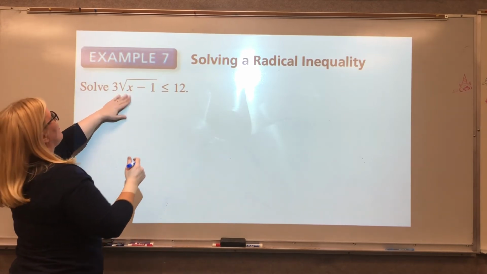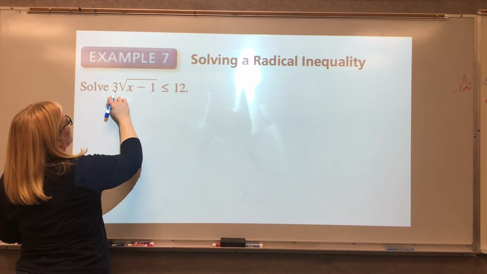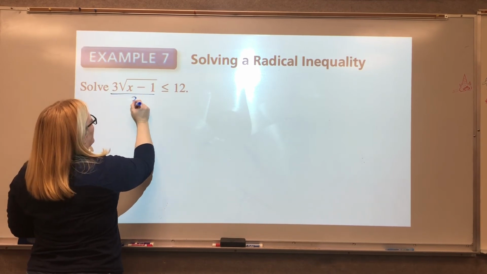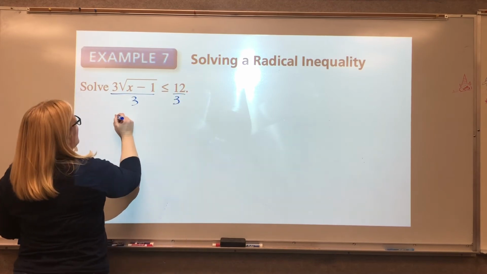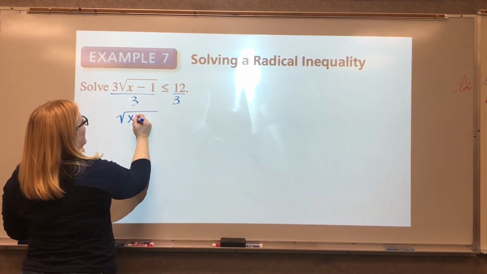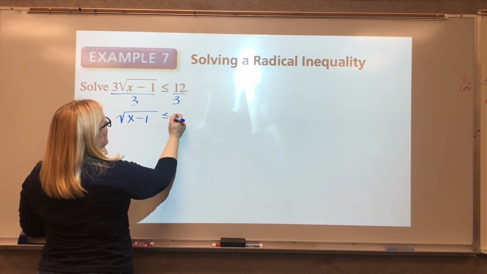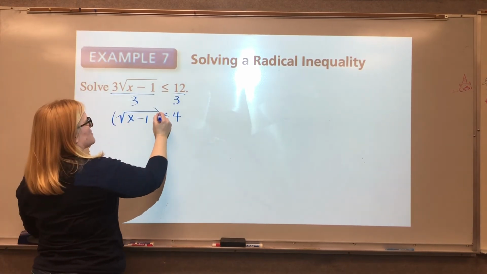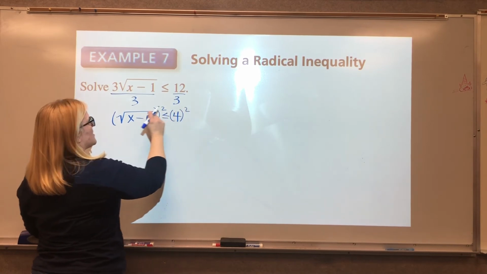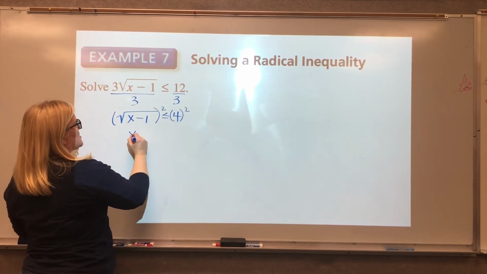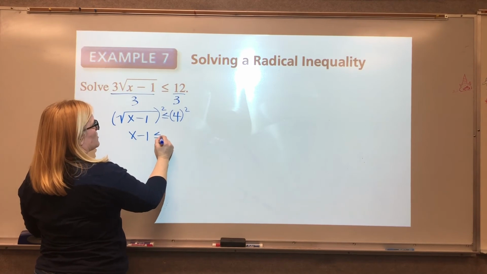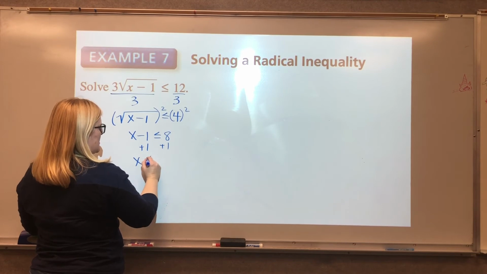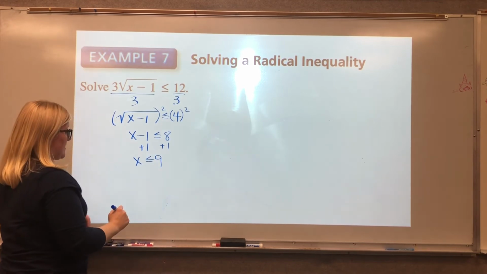So let's solve this. I've got 3 over here. I need to get the radical by itself, so I'm going to divide both sides by 3, and I get the square root of x minus 1 is less than or equal to 4. Now I'm going to square both sides because the square undoes the square root, and I get x minus 1 is less than or equal to 8. I add 1 to both sides, and I get x is less than or equal to 9.